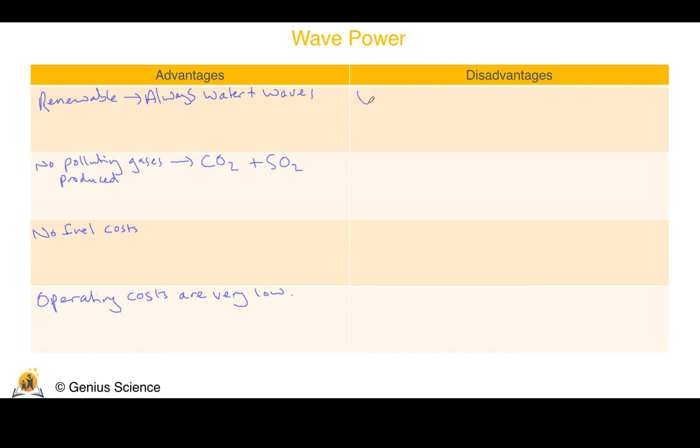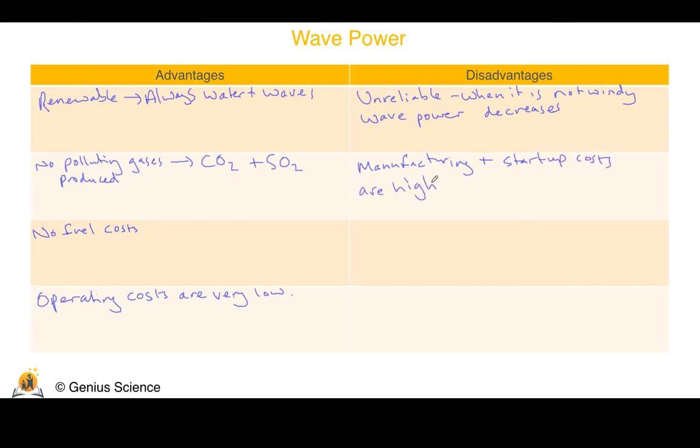Now for the disadvantages of wave power. The first is that it is unreliable. This is because when it is not windy, wave power decreases. Another disadvantage is that manufacturing and startup costs are high. The cables that run along the seabed can damage marine habitats and marine life.